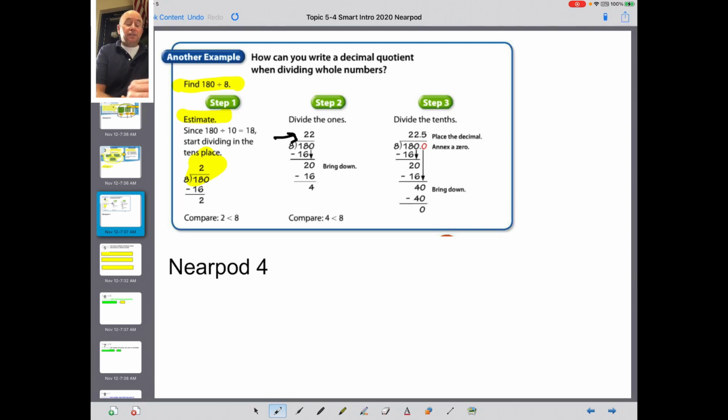And then they go into step 3. And step 3 is important because they are annexing a 0. So in other words, what's happening there, kids, is you get down here, and we're not going to use remainders anymore, but you've run out of digits in the dividend. So we have to annex zeros so we can divide until we get a terminated decimal.